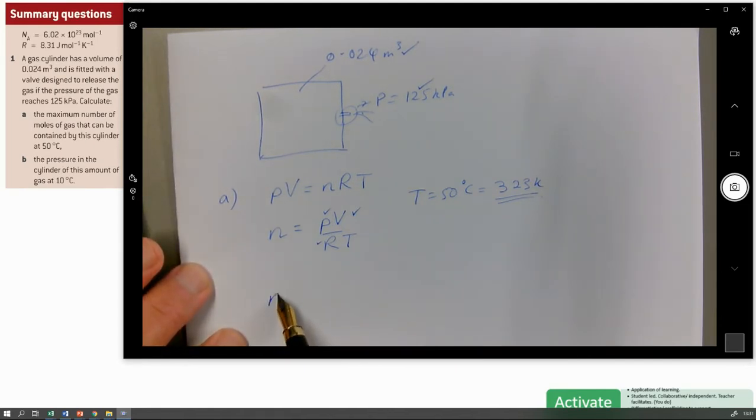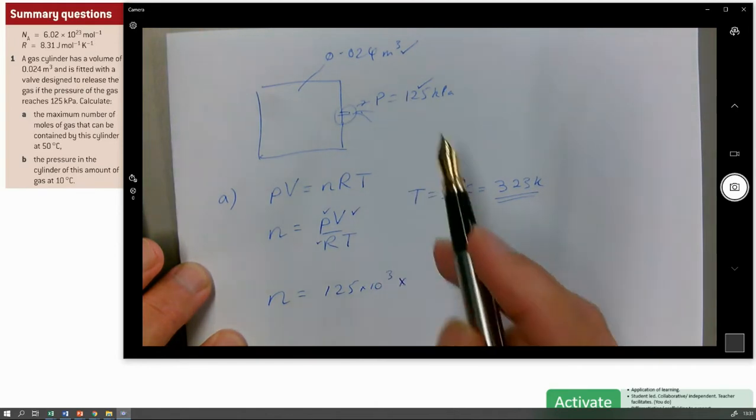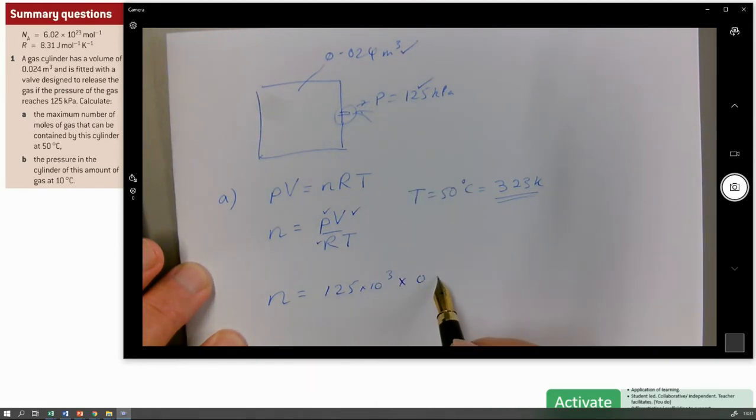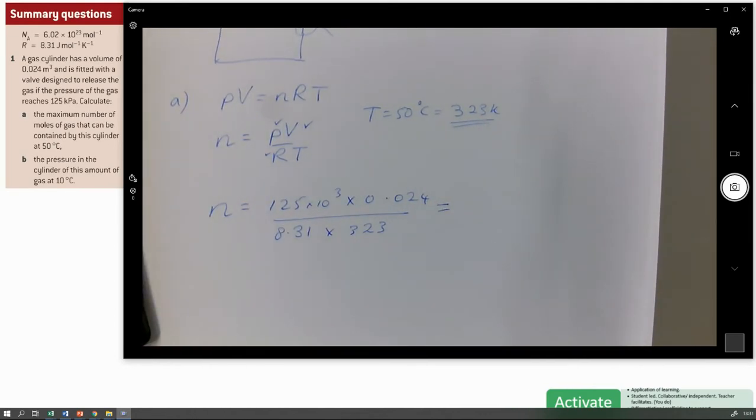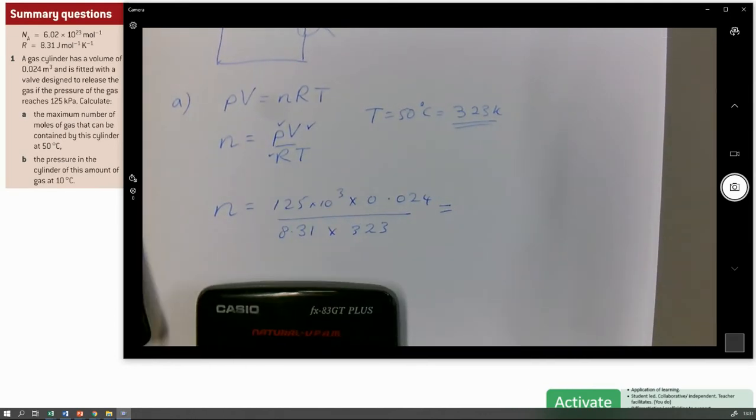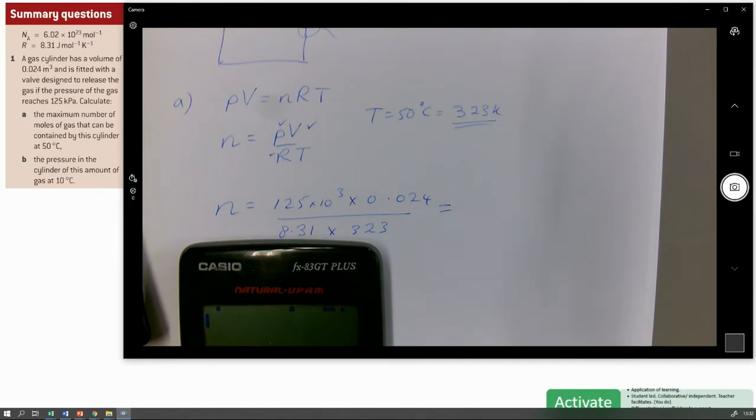So put the sums in, and n is equal to pressure, 125 times 10 to the 3, times the volume, which is 0.024, all divided by R. Remember, R is 8.31, the universal gas constant, times the temperature, 323. Okay, let's get the calculators out.